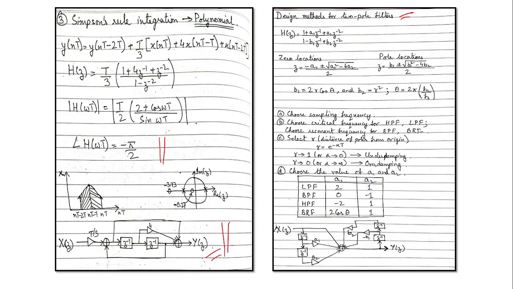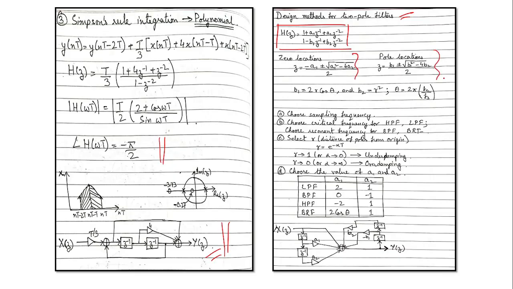There is no simpler method to design an IIR filter than this method. Okay, so what is that? It already assumes that H(z) is equal to (1 + a1 z^-1 + a2 z^-2) divided by (1 - b1 z^-1 + b2 z^-2). Done.